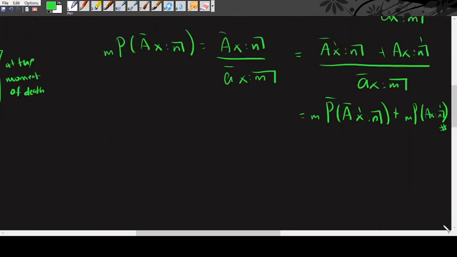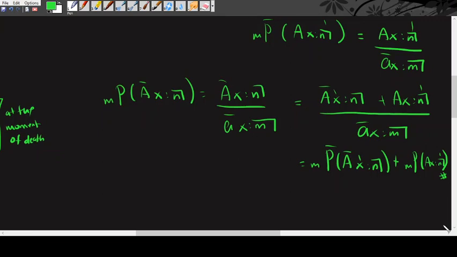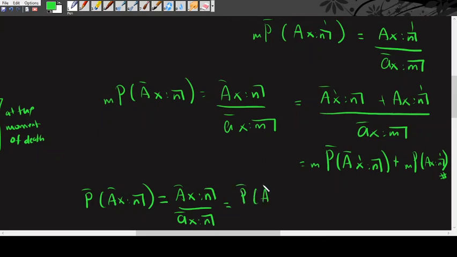It works the same way if the payment is not M years, if it is N years. Let's say we have P bar A bar X N. This one means that the number of years of the benefit coverage is the same as the premium collected. So you are going to get A bar X N over A bar X N, which also equals P bar A bar X N term plus P bar A bar X N pure endowment.